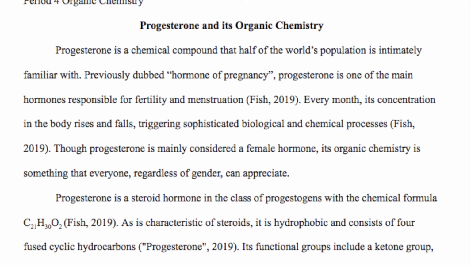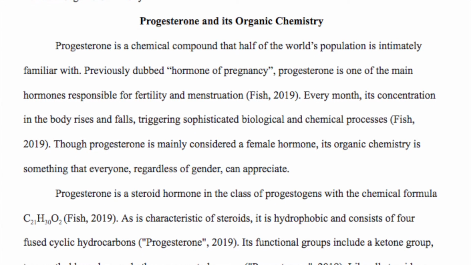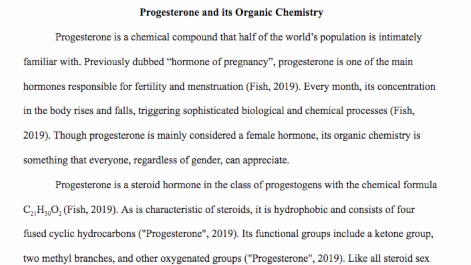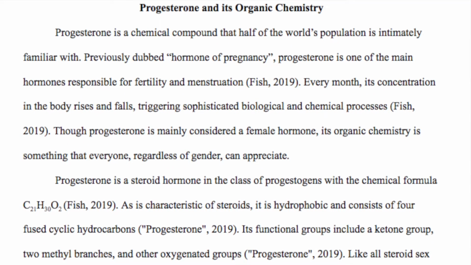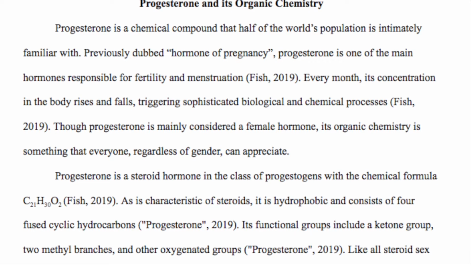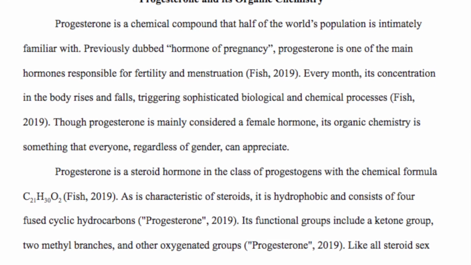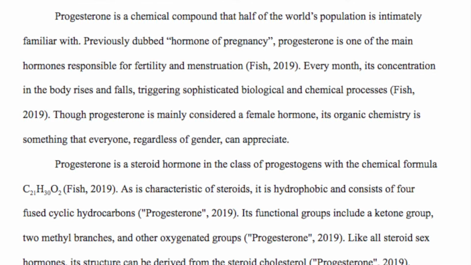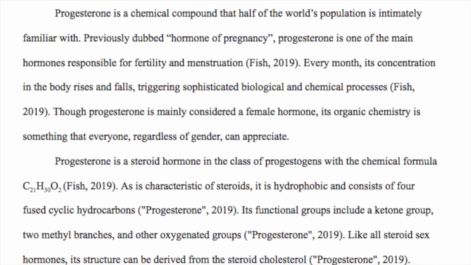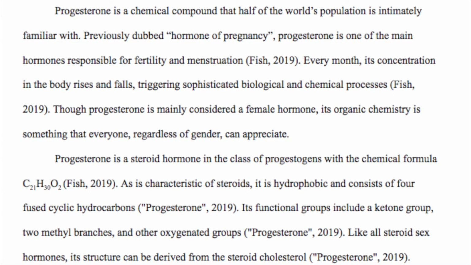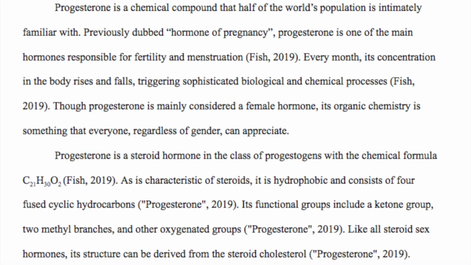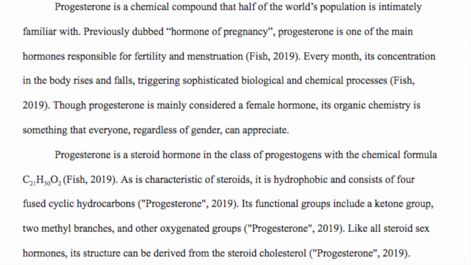Though progesterone is mainly considered a female hormone, its organic chemistry is something that everyone, regardless of gender, can appreciate. Progesterone is a steroid hormone in the class of progestogens, with the chemical formula C21H30O2. As is characteristic of steroids, it is hydrophobic and consists of 4 fused cyclic hydrocarbons. Its functional groups include a ketone group, 2 methyl branches, those aren't functional groups, they don't do anything, and other oxygenated groups. Like all steroid sex hormones, its structure can be derived from the steroid cholesterol.